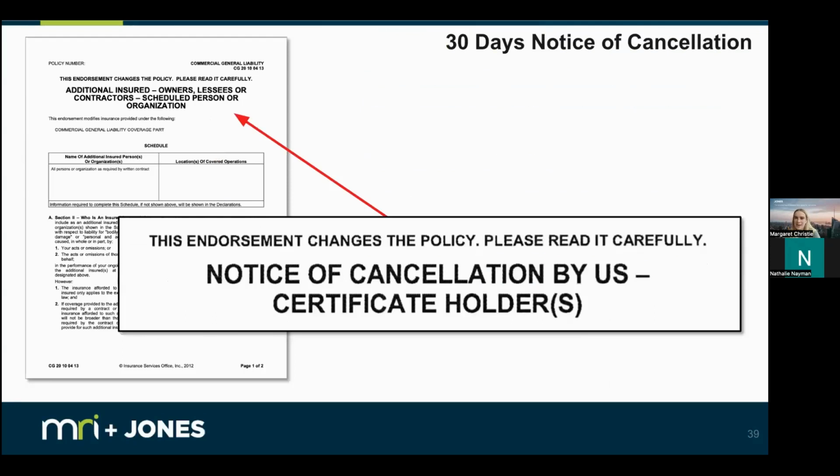Notice of cancellation, we know what that is. It's just letting you guys know that a policy has been canceled or not renewed. This is just an example of what it would look like on a separate form if you did require this as a separate endorsement.